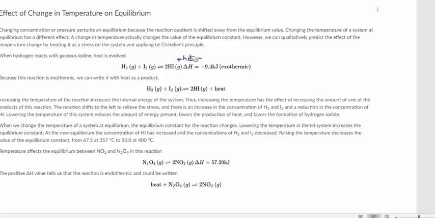Conversely, if we had an endothermic reaction, and here's an example of an endothermic reaction where delta H is positive, then heat is a reactant. If we increase the temperature here, we're going to increase this piece of the equilibrium, then we will shift the equilibrium away from the increase. So in this case, for this endothermic reaction, by increasing heat, by increasing the temperature, we are shifting the equilibrium towards the right, towards the production of more products.